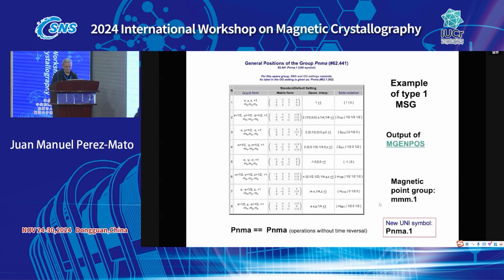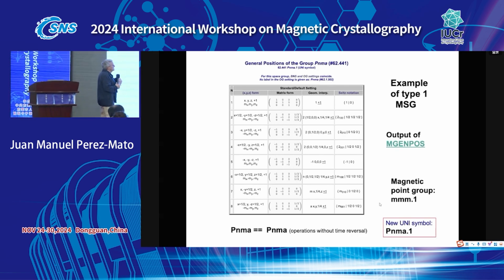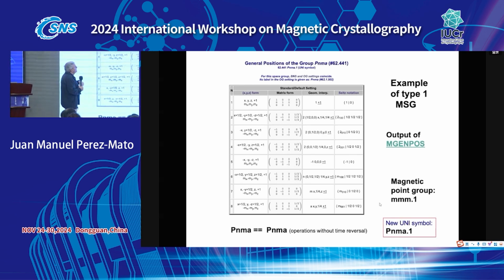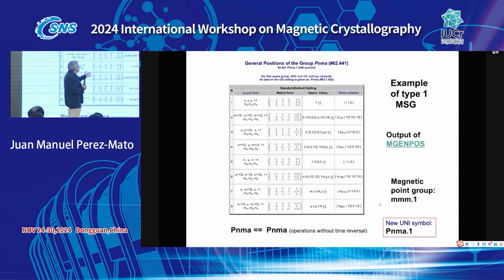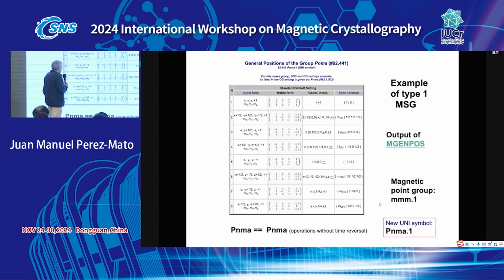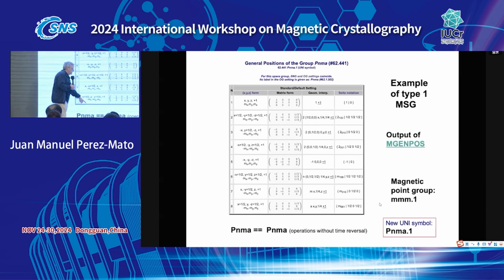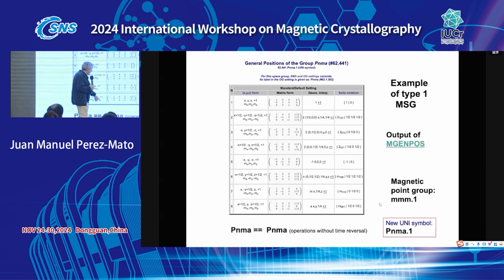So here you have the listing of the magnetic space group for a type 1. You see all the operations are black. That means there is no operation with time reversal. And in fact, the listing corresponds to the same one that you would have in the ordinary space group PNMA, okay? So the operations are the same.